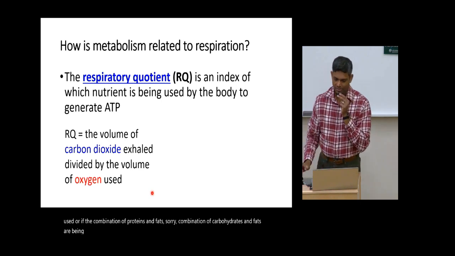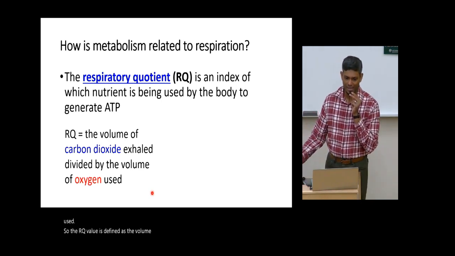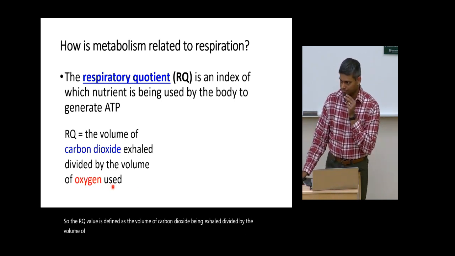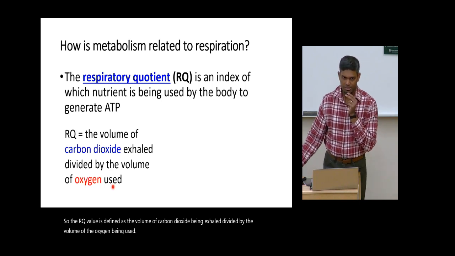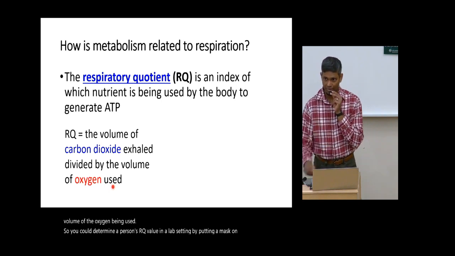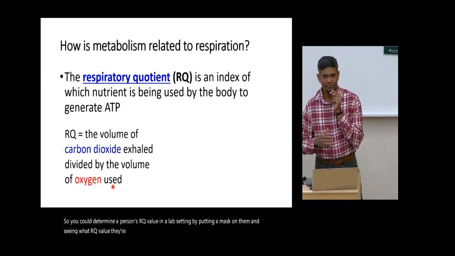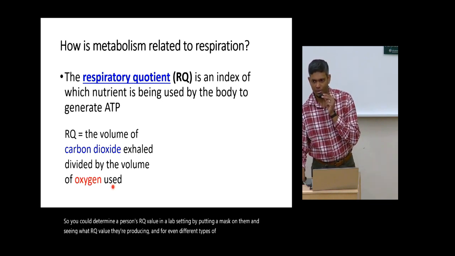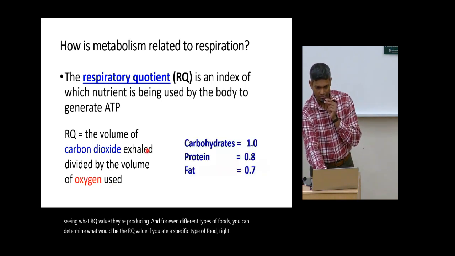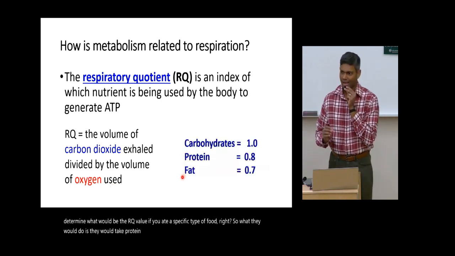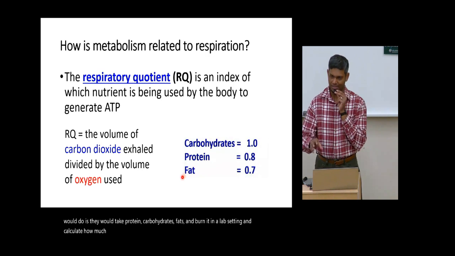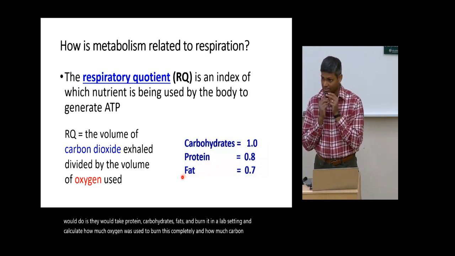The RQ value is defined as the volume of carbon dioxide being exhaled divided by the volume of oxygen being used. You could determine a person's RQ value in a lab setting by putting a mask on them and seeing what RQ value they are producing. For different types of foods, you can determine what the RQ value would be if you ate a specific type of food. They would take proteins, carbohydrates, and fats, burn them in a lab setting, and calculate how much oxygen was used to burn them completely and how much carbon dioxide was released.